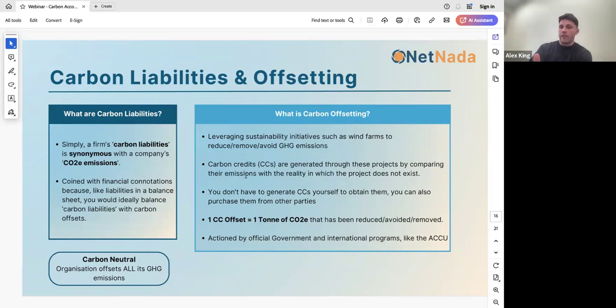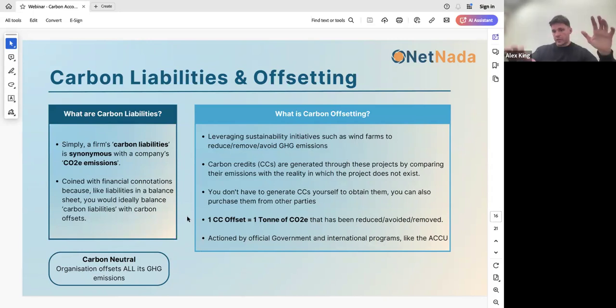But to take it back even further, what is carbon offsetting? It is leveraging projects and initiatives such as reforestation projects and wind farms to reduce, remove, or avoid greenhouse gas emissions. Now, one carbon credit is 1 ton of CO2. So when you see the purchase of carbon credits, generally it's in relation to how many tons of carbon emissions they had for a reporting period.